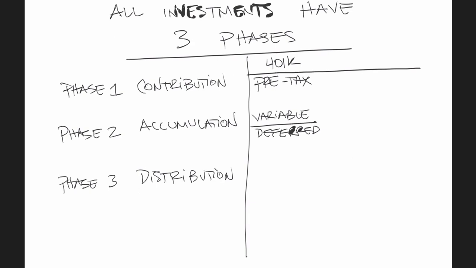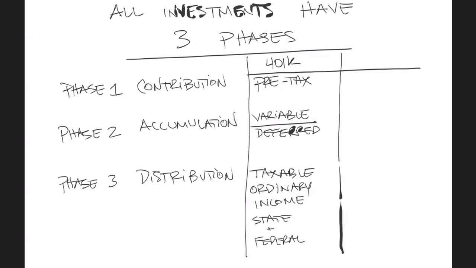Now, you ready? On distribution, when the money comes out of the account, it is now what? Taxable, as ordinary income, which is state and federal. Same way you pay taxes on your paycheck. Now, compare this to an IUL.